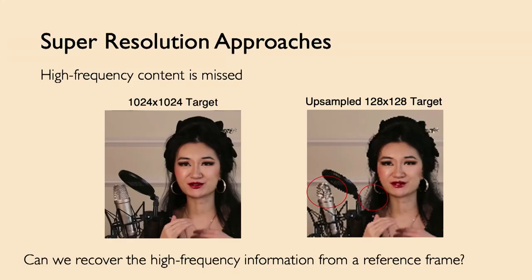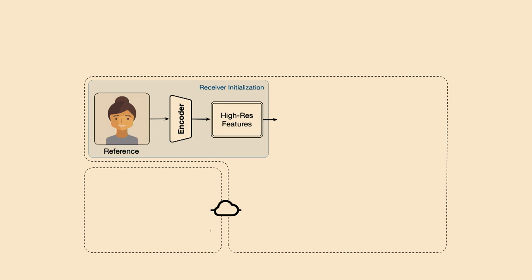So we want to address this problem and get the high-frequency details back using machine learning. The idea that we went after is, can we recover this high-frequency information from one or a few static reference frames? The idea is that at the beginning of a conferencing session, we send to the receiver one or a few reference frames at high resolution that show what that person looks like on that day, in their environment, and so on. But it's just a fixed image.